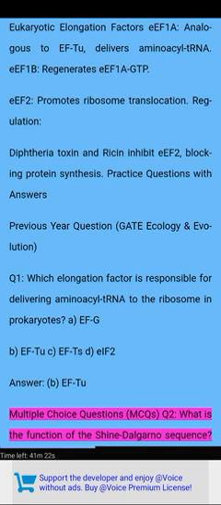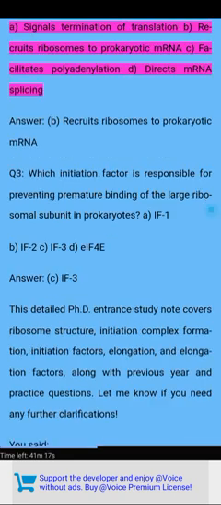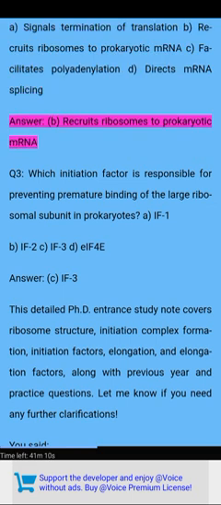Q2. What is the function of the Shine-Dalgarno sequence? A. Signals termination of translation. B. Recruits ribosomes to prokaryotic mRNA. C. Facilitates polyadenylation. D. Directs mRNA splicing. Answer: B. Recruits ribosomes to prokaryotic mRNA.